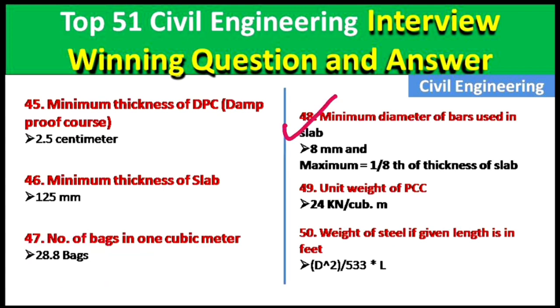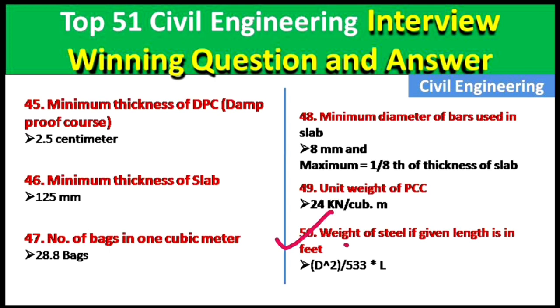Now point number 48 is the minimum diameter of the bars used in the slab should be how much? 8 mm. It is the minimum 8 mm and the maximum should be how much? 1/8 of the thickness of the slab. Now point number 49 is the unit weight of PCC. In the previous point we learned the unit weight of RCC. Here it is PCC. So the unit weight of PCC is how much? 24 kilonewton per cubic meter. Cubic meter and meter cube are the same.